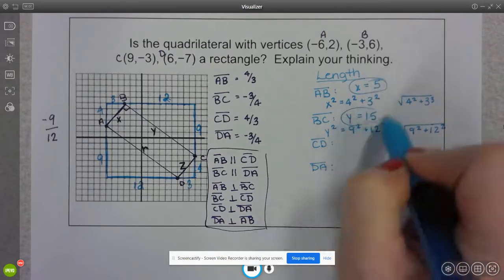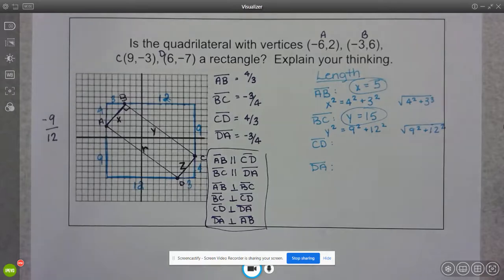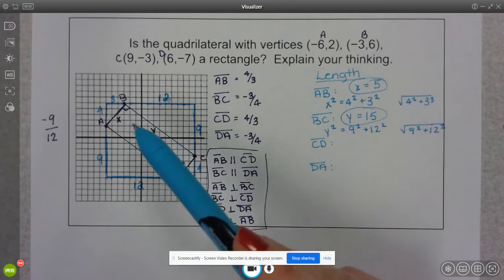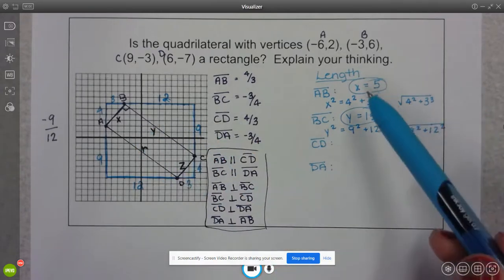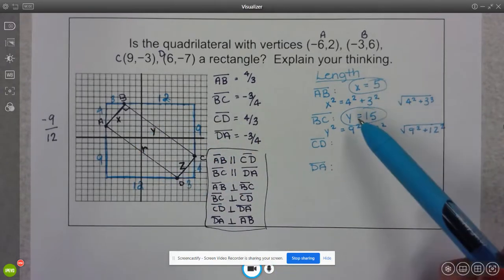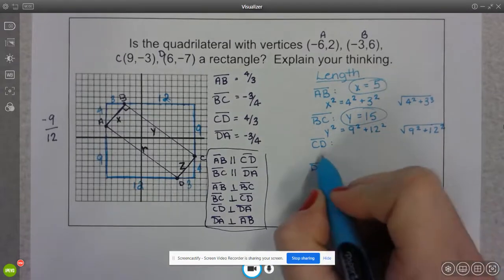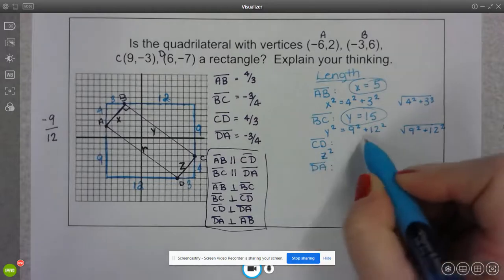So there's 2 pieces of information. Now these are sides that are connected in a corner. They're not opposite sides. They're adjacent sides. They're next to each other. So it's okay that they're not the same length. So CD is Z.